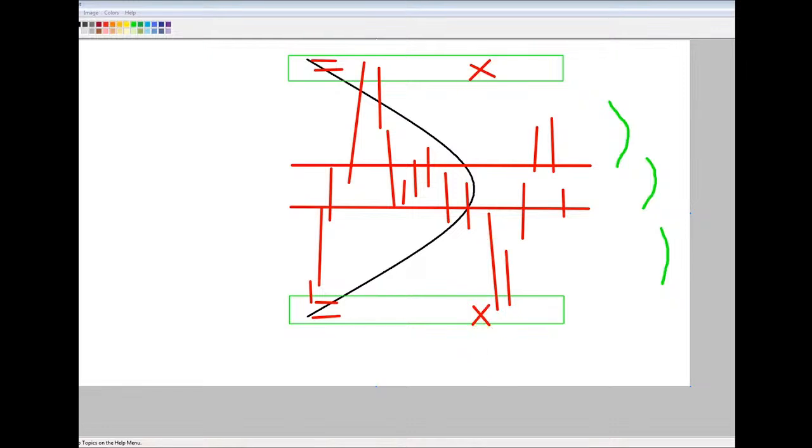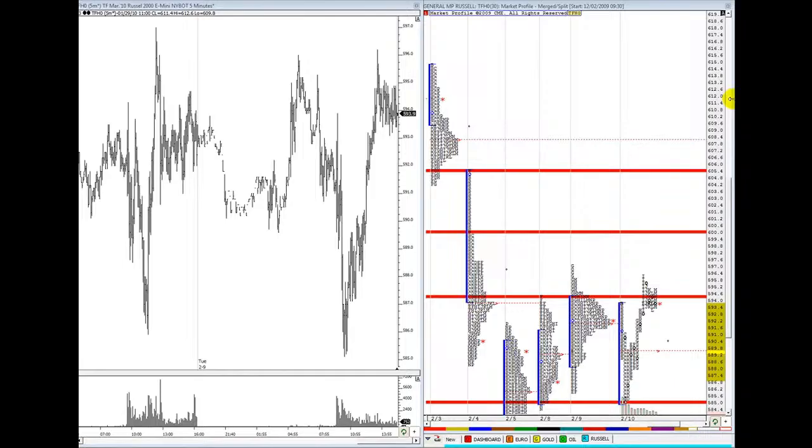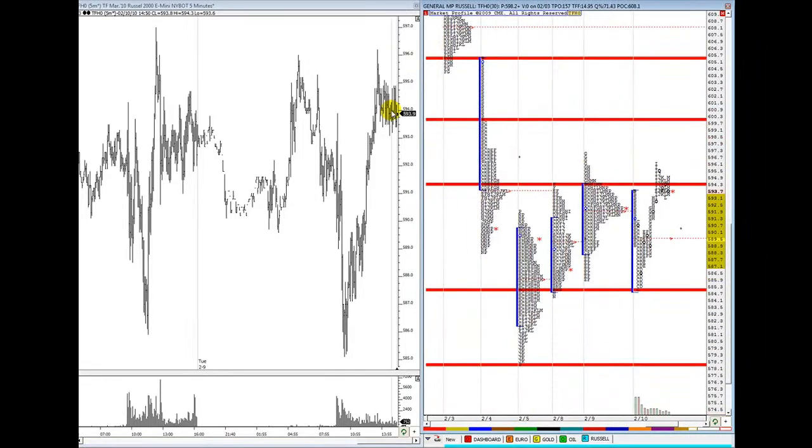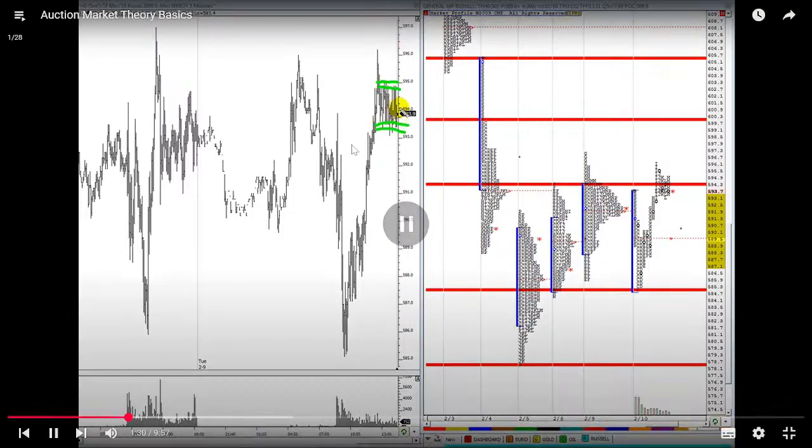And the trick to this is taking the right trades at the right points, which are the high and low volume areas. So let's go to the present day market. You're looking at the Russell 2000. Now, how is this shown on a bar chart? You can see it right here, a balance area. We have unfair highs here and unfair lows here.